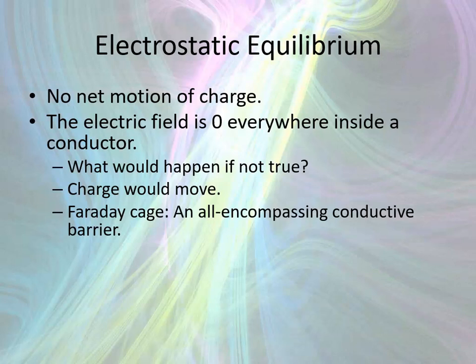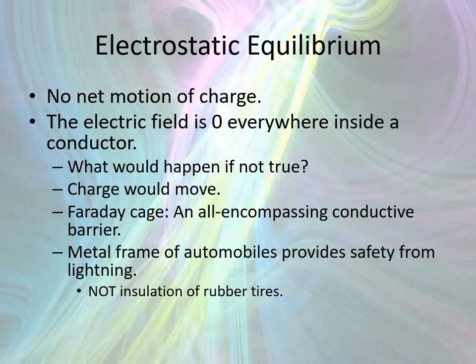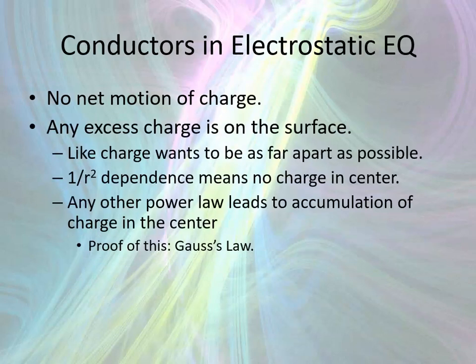A Faraday cage is an all-encompassing conductive barrier, and it does not need to be elaborate. A lot of times just chicken wire around yourself will work as a perfect Faraday cage, so that if the chicken wire gets struck by lightning, you will not be electrocuted. You might be baked because of the heat of the lightning, but at least you won't be electrocuted. Metal frames of automobiles, as we mentioned before, provide safety from lightning. And of course it's not the insulation of the rubber tires.